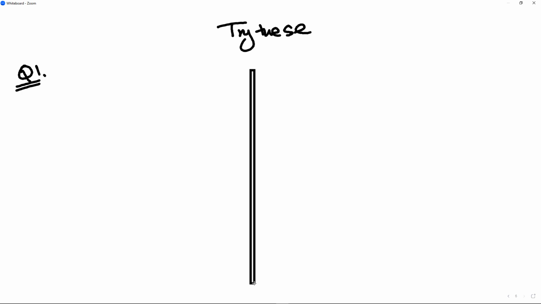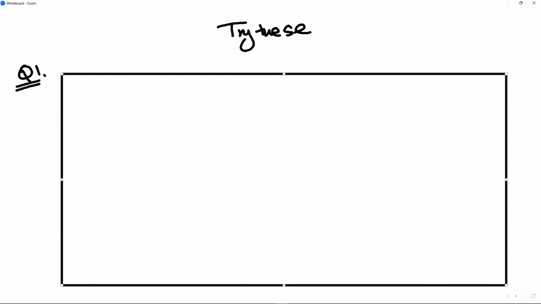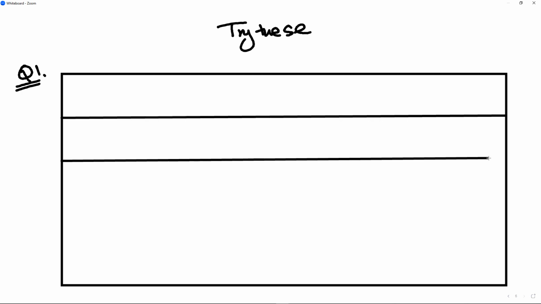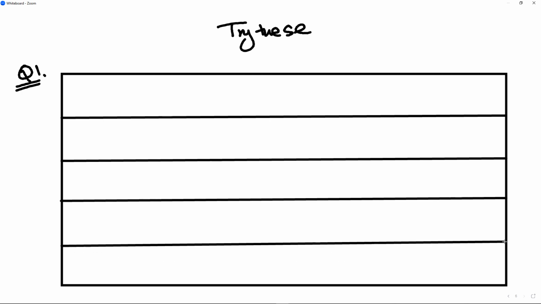All right, so I want you to try these few questions now. Question 1. You're going to convert from the left-hand side of this table to the right-hand side of this table. Let's put the table in here. I want you to type your answer in. You can send your answer directly to me.